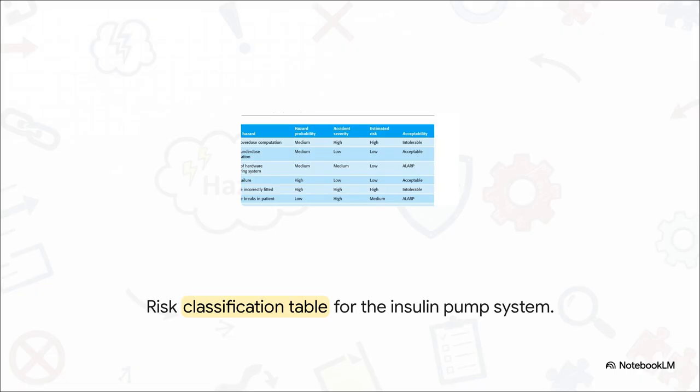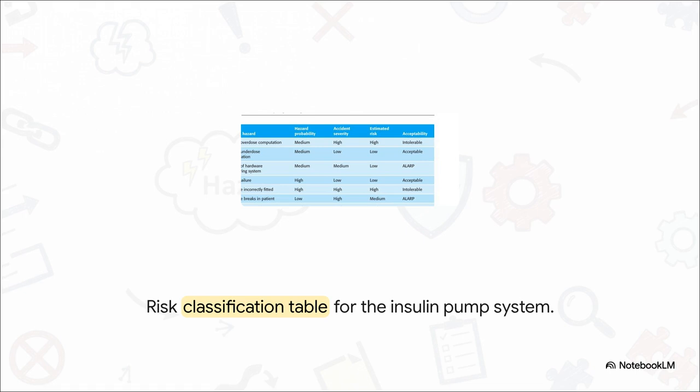When we map all these concepts out systematically, we get a risk classification table, much like this one for our insulin pump. Check out the top row. An insulin overdose computation has a medium probability, but a very high accident severity. That makes the estimated risk high, and therefore completely intolerable. We have to fix that.